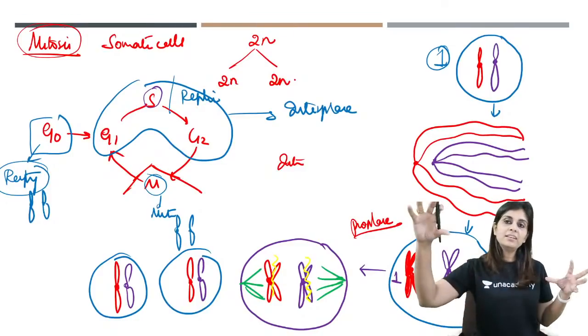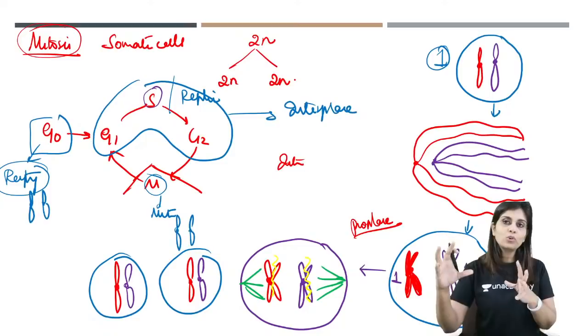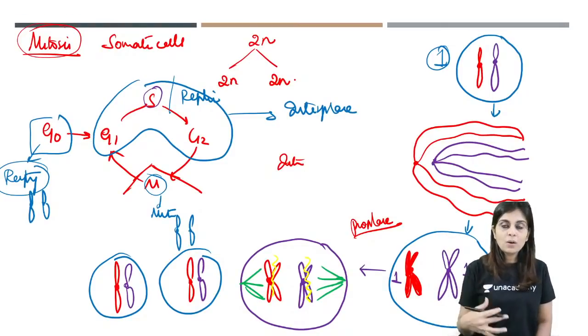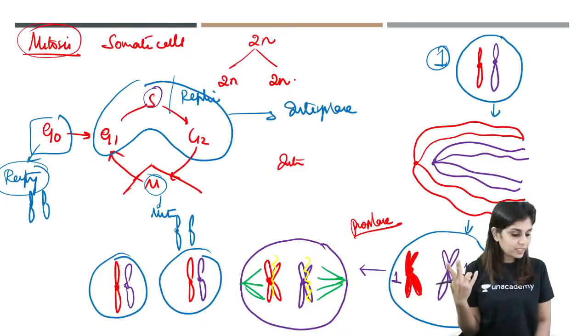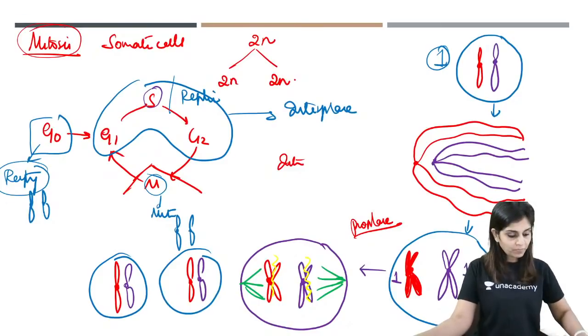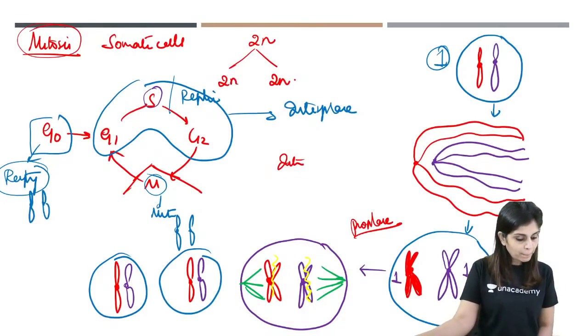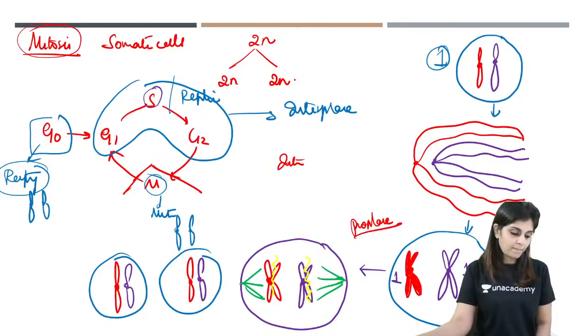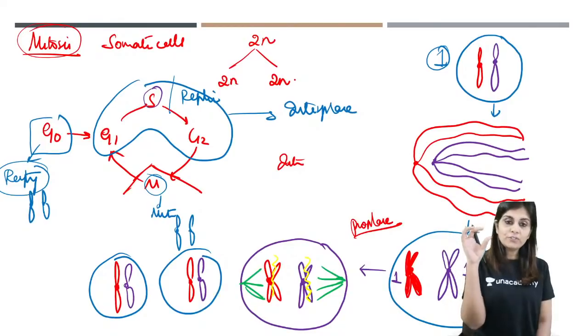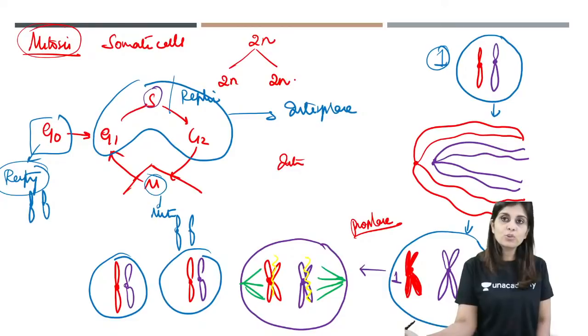So after uncondensation, after duplication, these chromosomes get into mitosis. In mitosis, the first phase is prophase. What are the two events that happen in any prophase? Can you type it? I'm expecting you to answer. What are the two events that happen in prophase? Condensation of chromosomes, very good. Condensation of chromosome and pairing of homologous chromosomes.